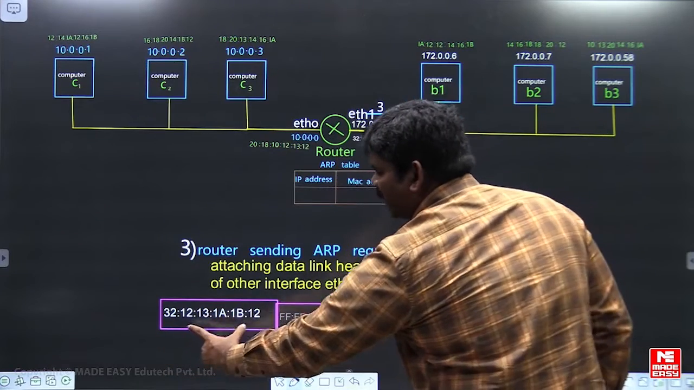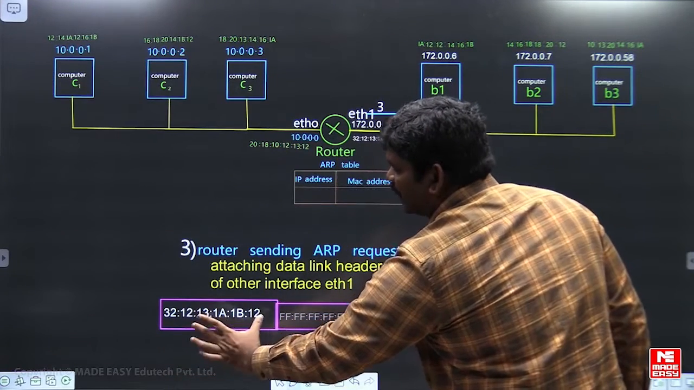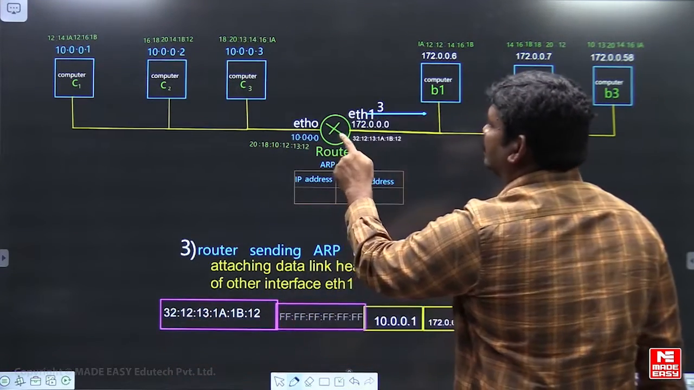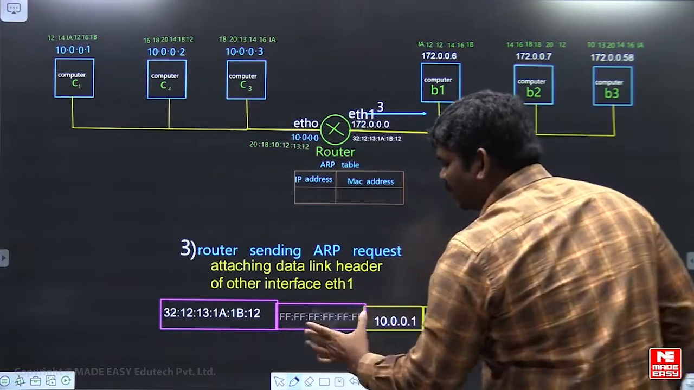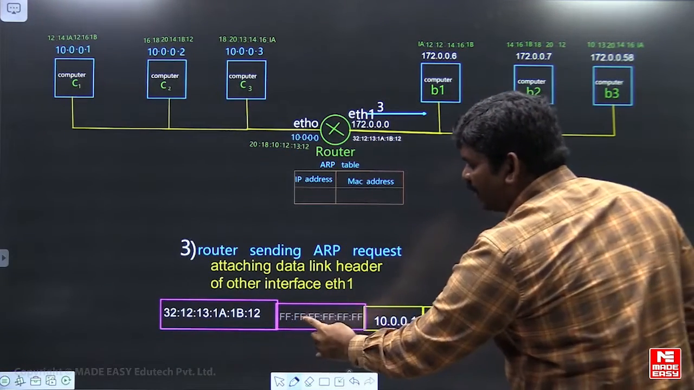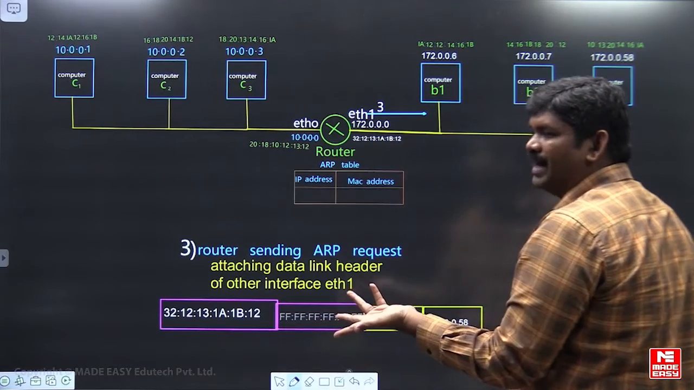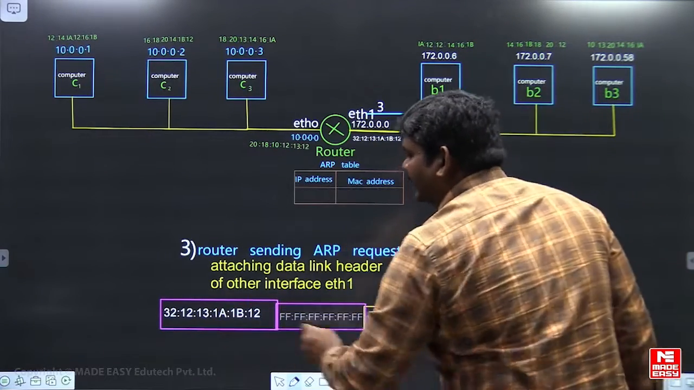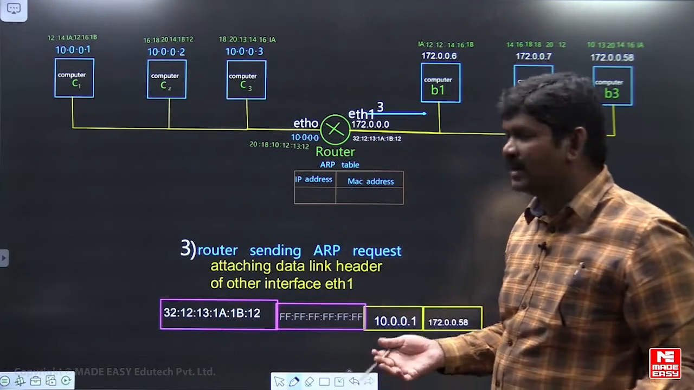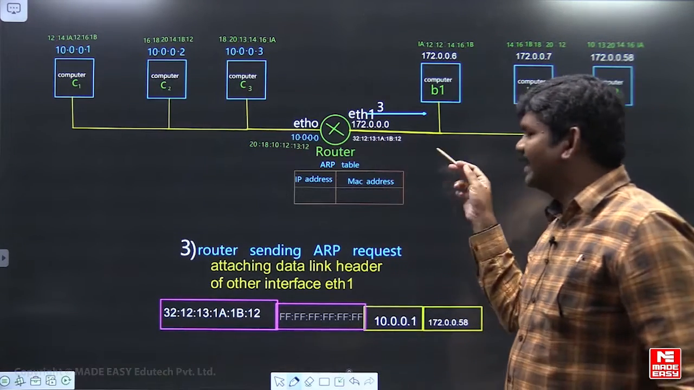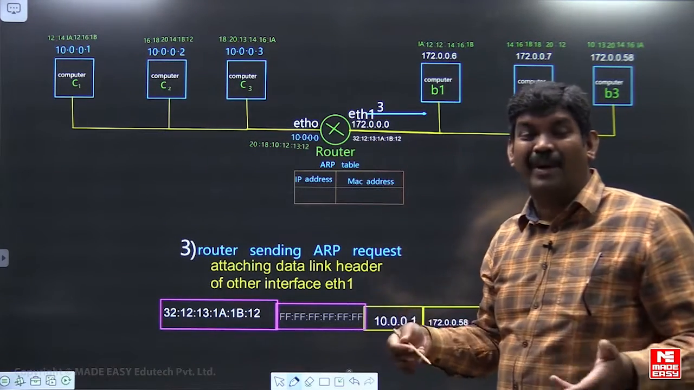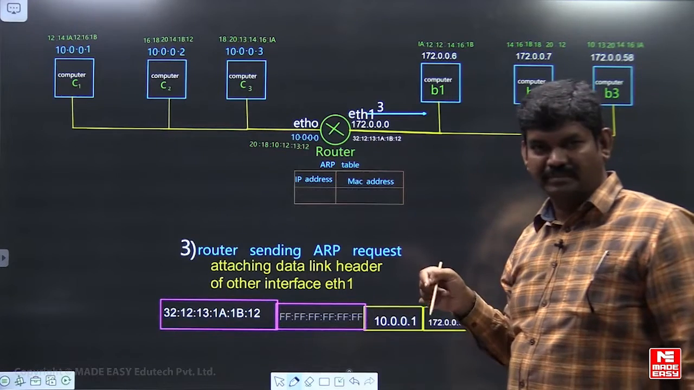You can observe clearly what the source MAC address is. This is the MAC address of this interface of this router. And what is the destination MAC? Because you don't know, it is FF colon like that, all ones you are attaching. This entire thing is going to become what? A frame. Once again, it is broadcasted. Now, once it is broadcasted, the ARP request is broadcasted by this router.